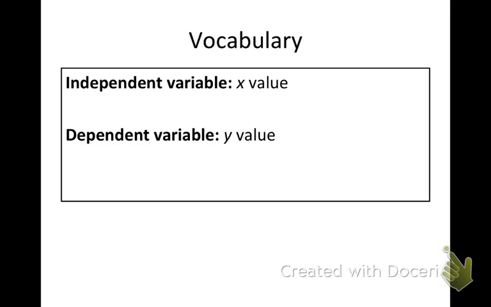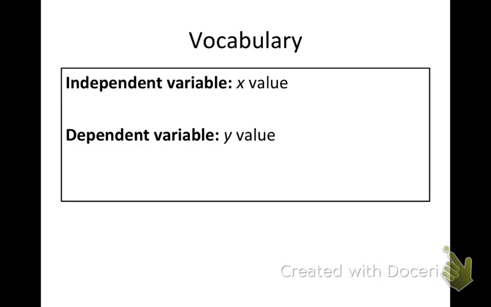Because if you think about it, are you guys independent or dependent of your parents right now? You're dependent. You're living under their roof. You might be working and paying your own bills, but you're still possibly living under the roof. So you'll be dependent on them. Independent means that I can make that x whatever I want. It doesn't really matter about the y.